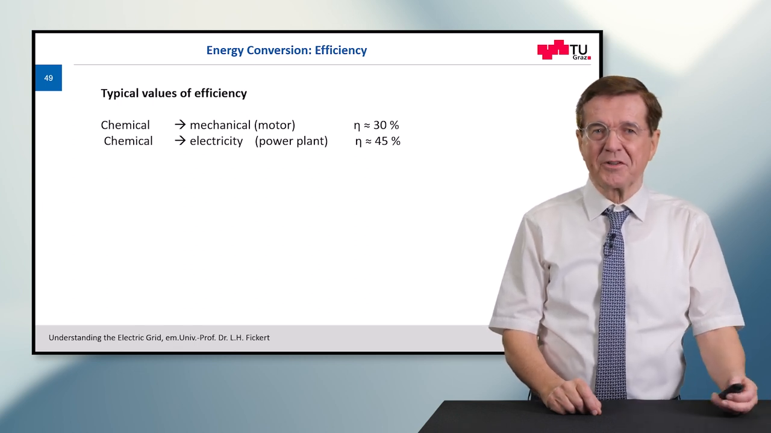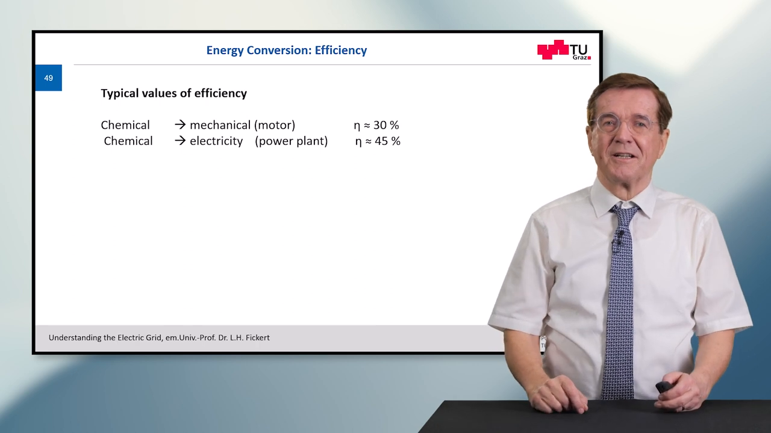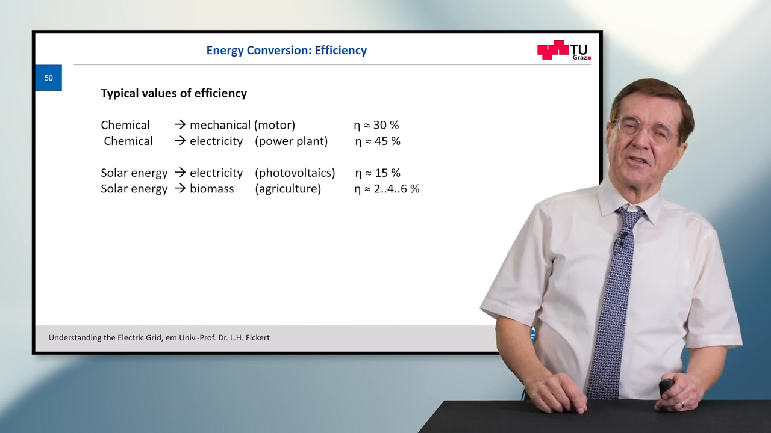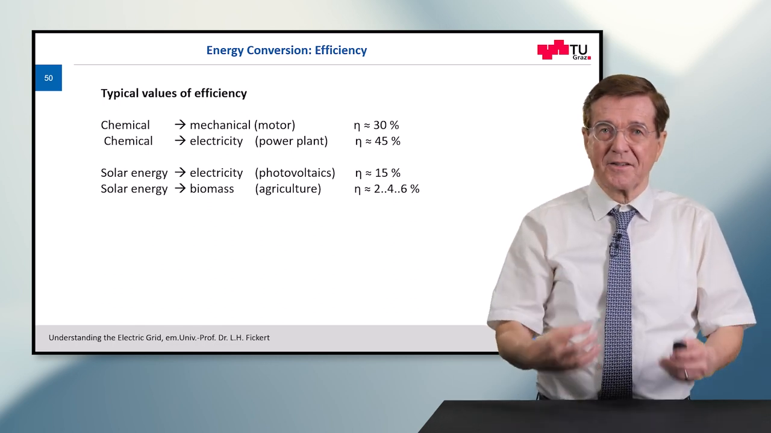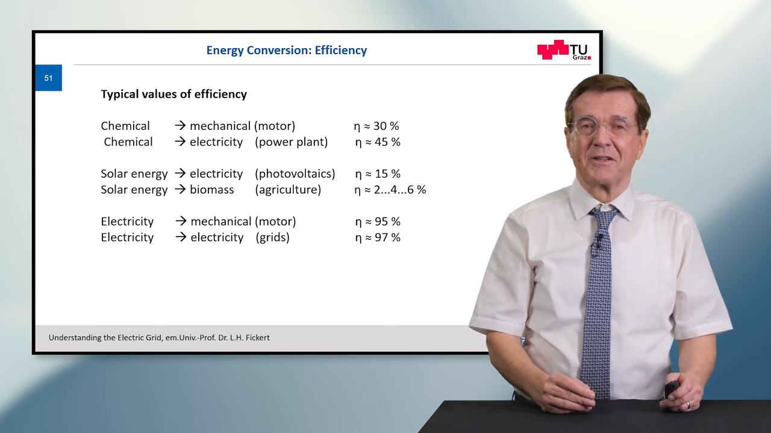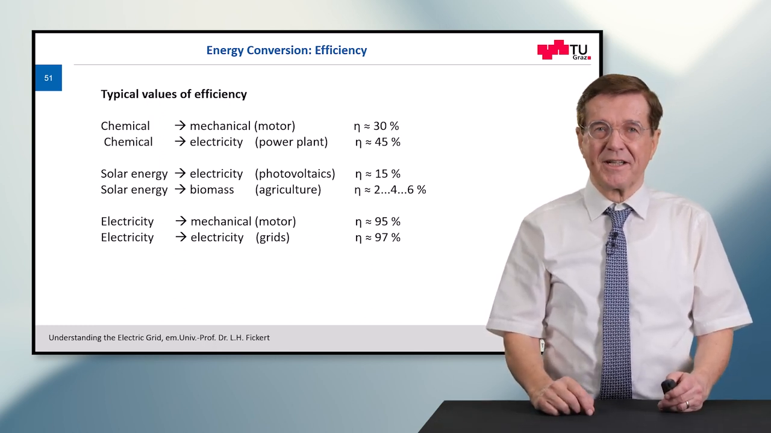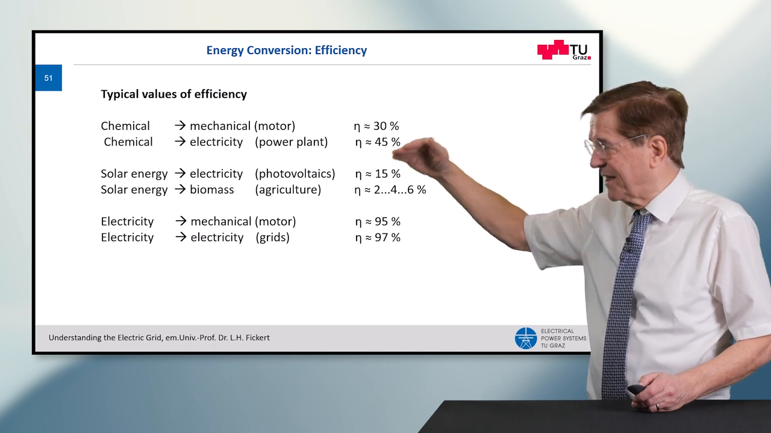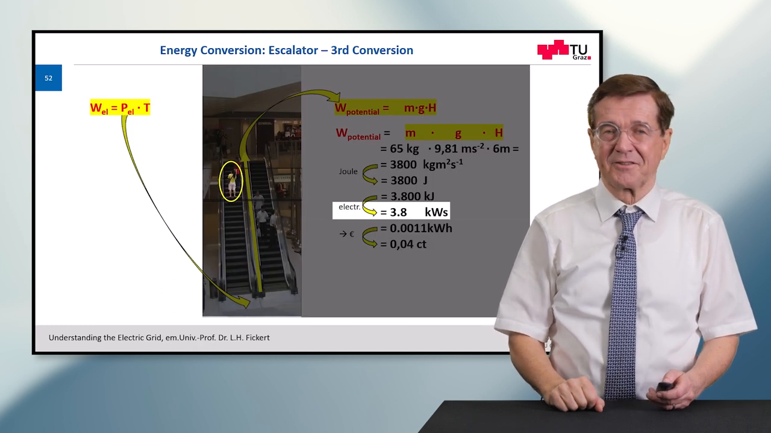So when you turn chemical energy, for example, into mechanical energy, or into mechanical energy and electrical energy in a power plant, the efficiency is something like 30 or 45%. If solar energy is converted in photovoltaics, we have an efficiency of something like 15%. If solar energy is converted into plants, the food we eat, the efficiency in agriculture is lower. And good news for everybody who deals with electricity: electrical energy into any other form has a high degree of efficiency. For example, take a motor. A motor has 95, nearly 100%. And the electricity which is fed into the grid and comes out at another place has an efficiency of 97%. This is why efficiency is so high in electrical grids.